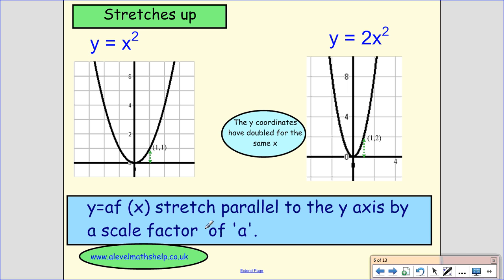And so this is called a stretch parallel to the y-axis by a scale factor of a. So by y, whatever you're multiplying by here. So if I had 5 here, every answer would be multiplied by 5.